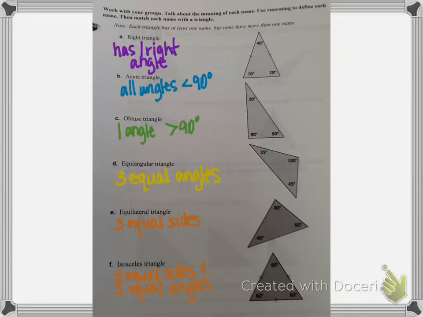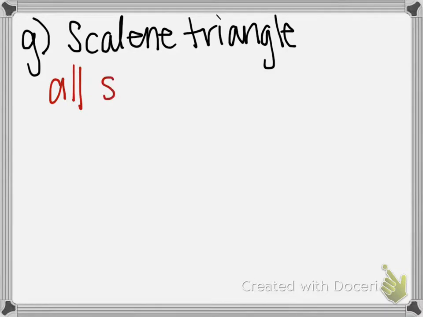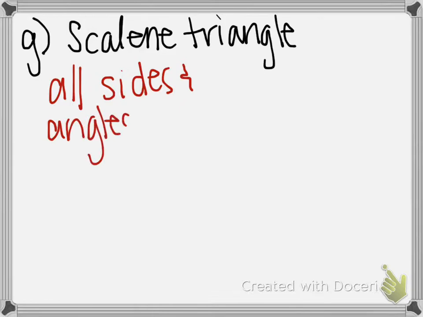And then letter G, which you can put at the bottom of your page, but I'm gonna put it over here. Letter G should say scalene triangle. And a scalene triangle has all sides and angles that are different.